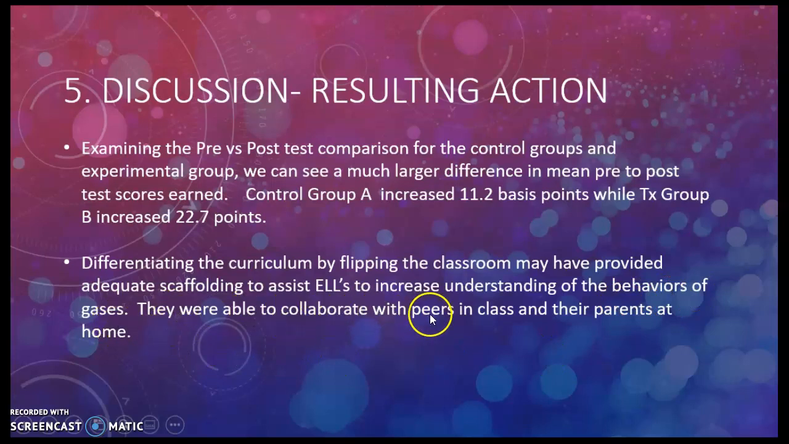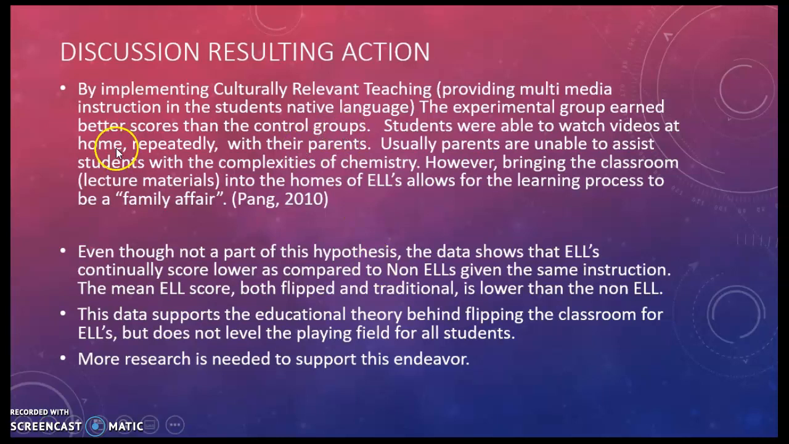They were able to collaborate with peers in class and parents at home. That's one of the great things about flipping the classroom, because you can watch your videos at home. So the discussion here, by implementing culturally relevant teaching, which is basically providing multimedia instruction in the student's native language, which is awesome because you can use YouTube to turn on the words, the teletype at the bottom, and it'll translate into Spanish. Sorry, I couldn't remember what that was. So the experimental group earned better scores than the control groups, easily.